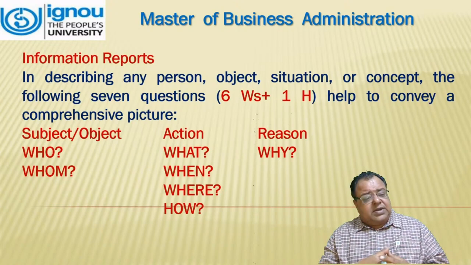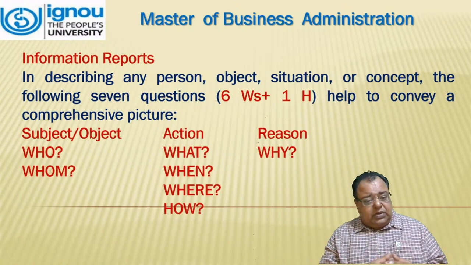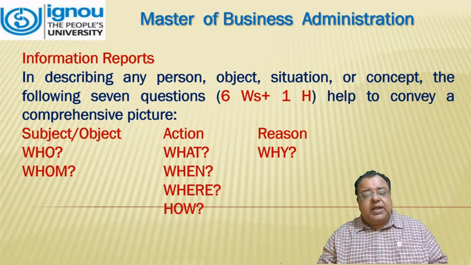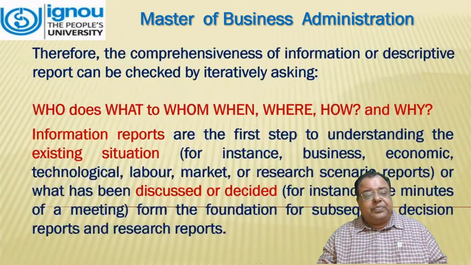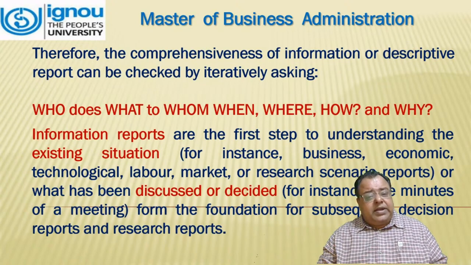As far as the subject part is concerned, we can consider who and to whom. Action: what, when, where, how. And the reason is why. So this is basically a combination of six W's and one H. Therefore, the comprehensiveness of an information or descriptive report can be checked by iteratively asking who does what to whom, when, where, how, and why.